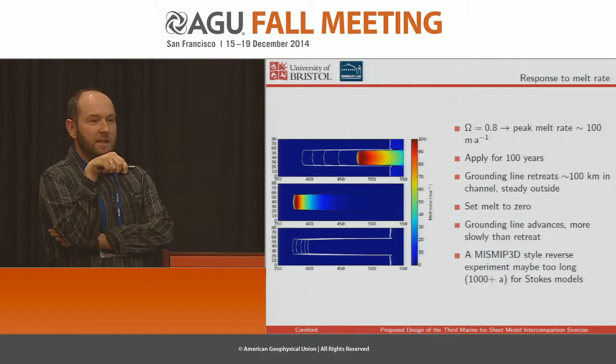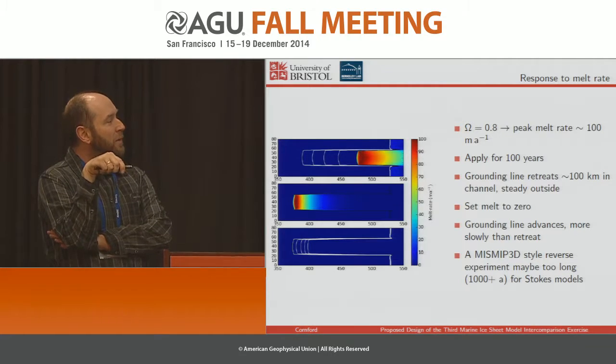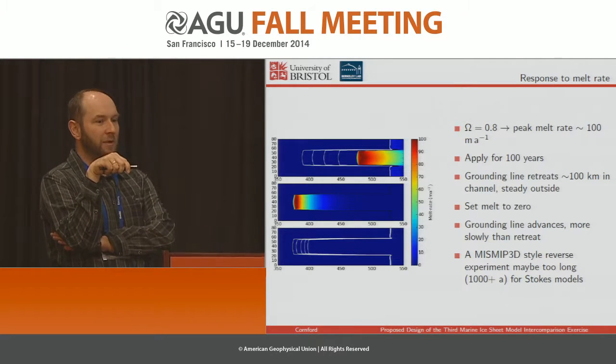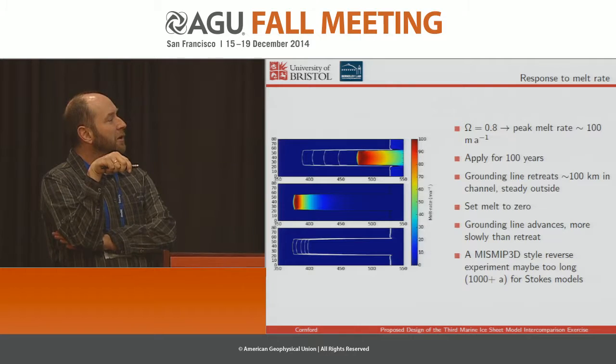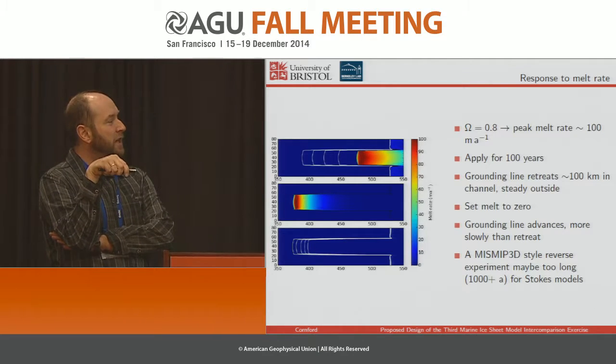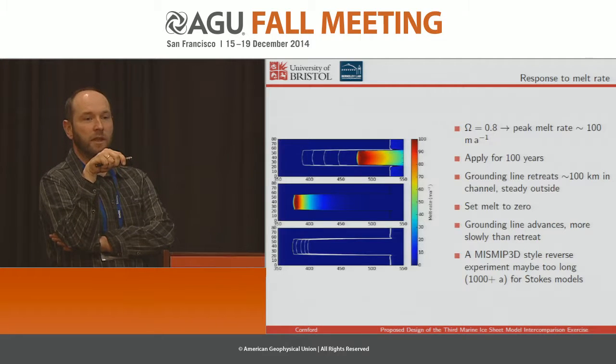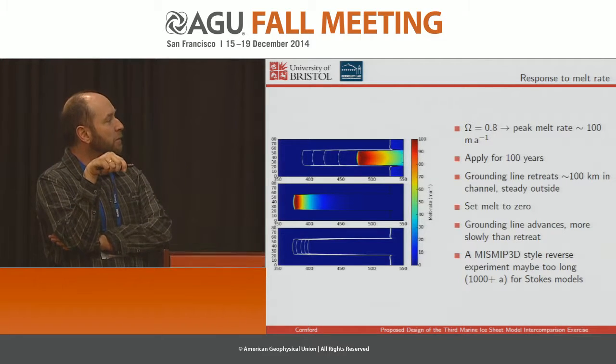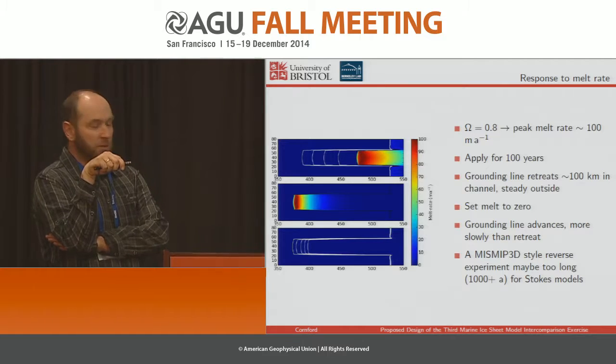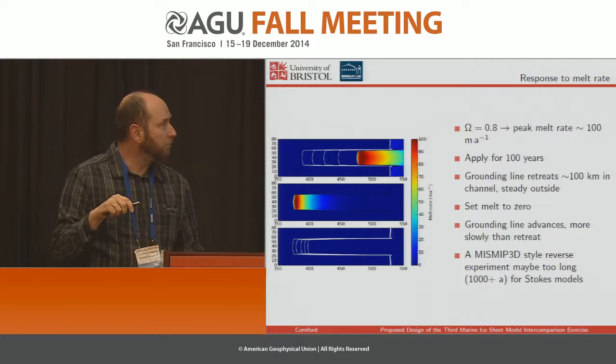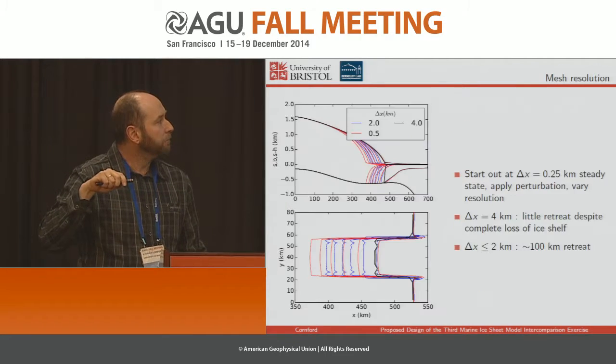So MISMIP 3D, I think one of the main things that people wanted to achieve in that was to be able to get back to their steady state after the perturbation. Now, if you wanted to do that properly, you actually had to run that model for many thousands of years to get there, but it got a good long way to the answer within a century. That's not the case here. So I think that sort of reverse experiment isn't going to work for us if we want the more expensive models to participate. I'll come back to that in a minute.